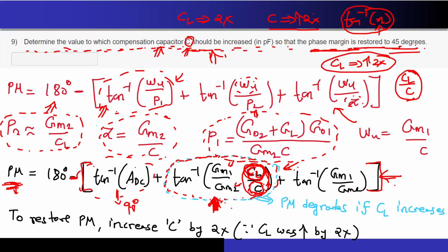Correct? Now if I increase the CL by the factor 2, what should happen to the C for this particular ratio to remain constant? 2 times, right? So that is the same thing that I have done over here. That's why I have written that if your CL increases by the factor 2, then you also have to increase the compensation capacitor by the factor 2 to make sure that the phase margin is restored. Is it clear now? Yes, sir. Excellent.